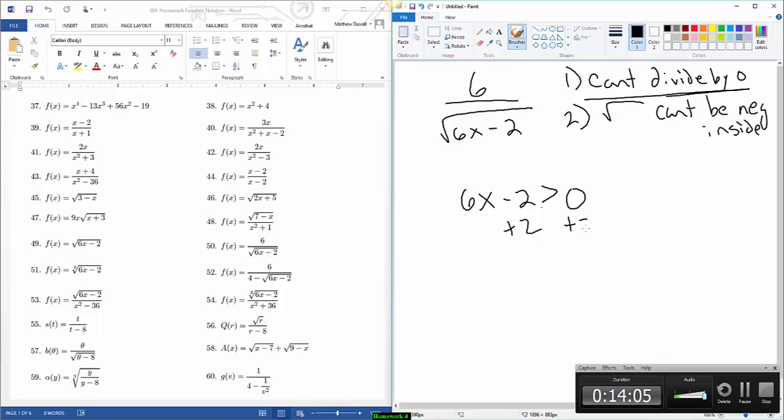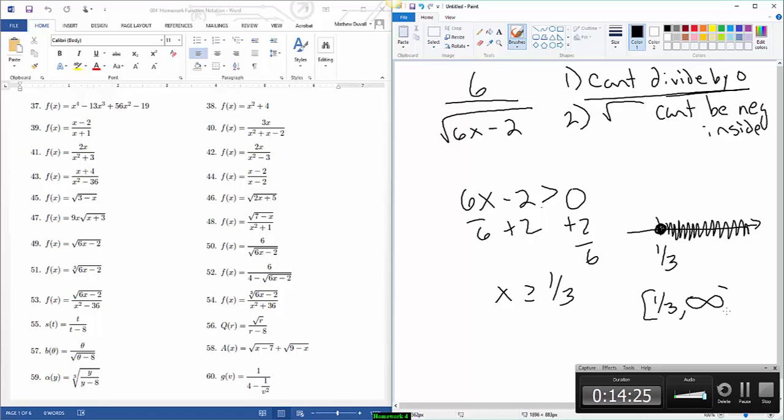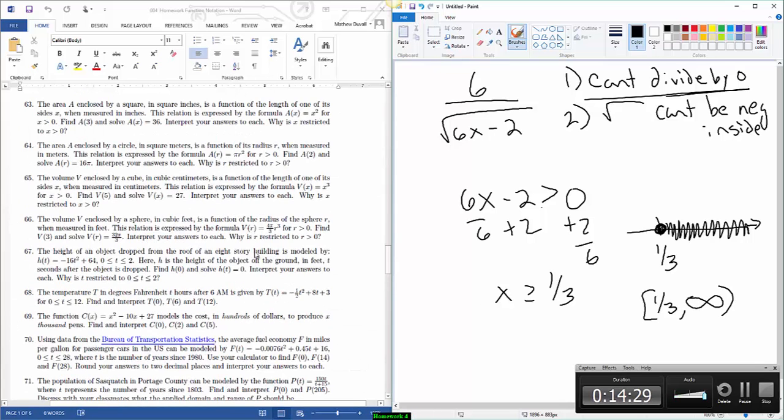So add 2 to both sides, divide both sides by 6, and so I'm going to get x is greater than 1/3. So now if I wanted to create a number line with that, here's 1/3, and it's going to go on to infinity. So at 1/3 and then to infinity, and that's my answer. Let's take a look at another one.